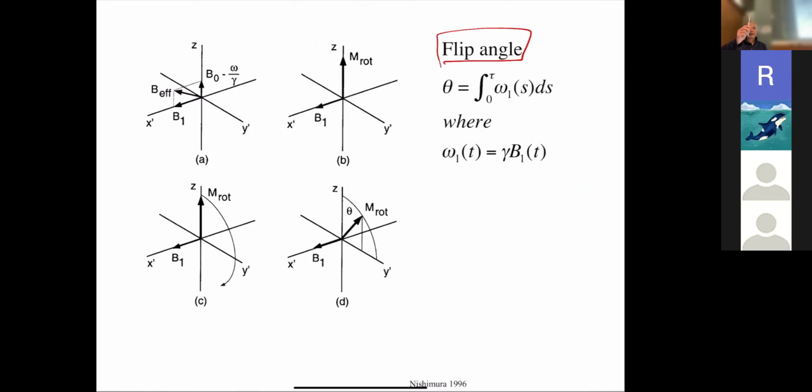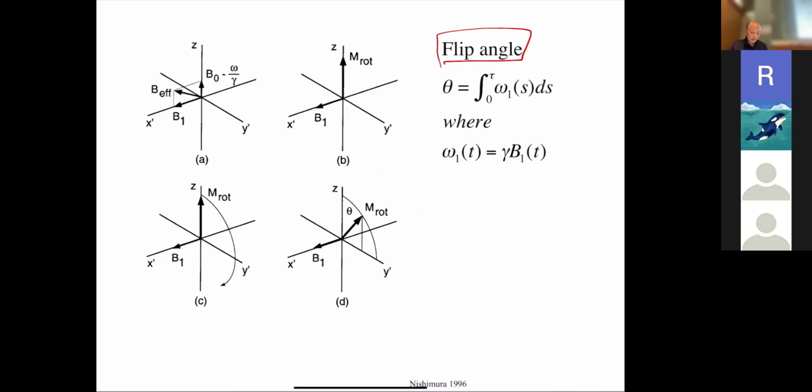There we get the maximum sort of magnetization. Now, we'll see later in the course that there are advantages to flipping it maybe 20 or 30 degrees. But for now, 90 degrees, and we'll see even later, sometimes there's an advantage of flipping it 180 degrees, so flipping it all the way around. So don't assume the flip angle always has to be 90 degrees. It can have many different values.